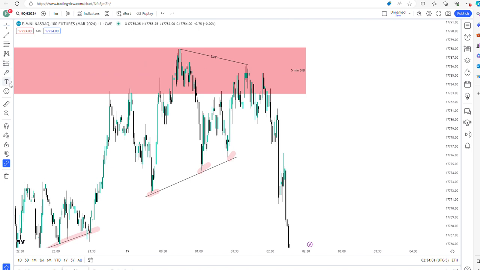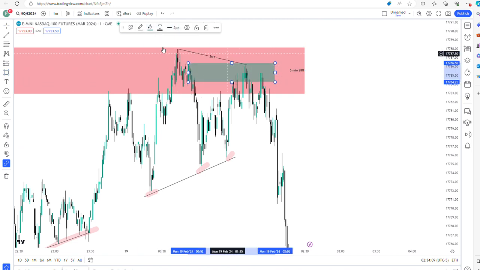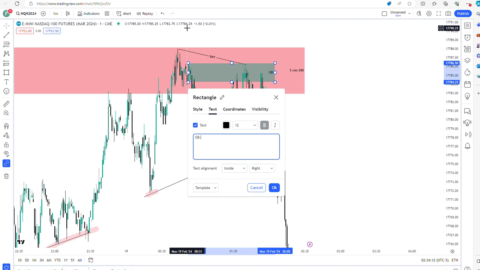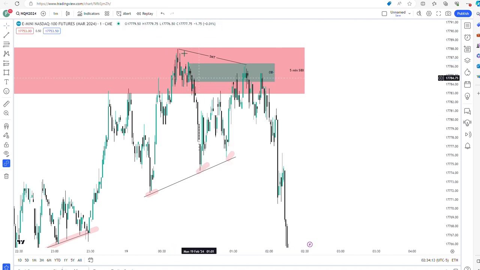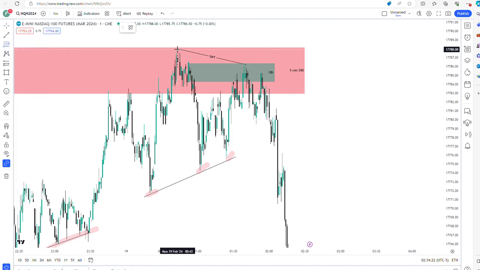Now I'm going to mark out all these PD arrays. And we're going to start with this big green candle here, which is a very clear order block, right? I'm going to mark that out in green. That there is what I call a bearish order block. Now, from this swing high to this swing low, I'm going to grab my Fibonacci and see where the optimal trade entry is. And notice the optimal trade entry is roughly here, right?